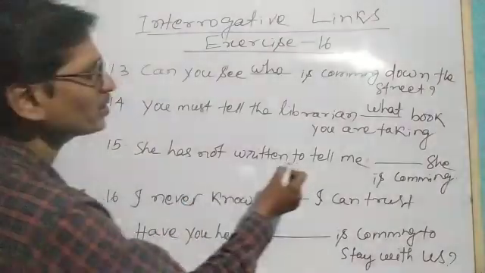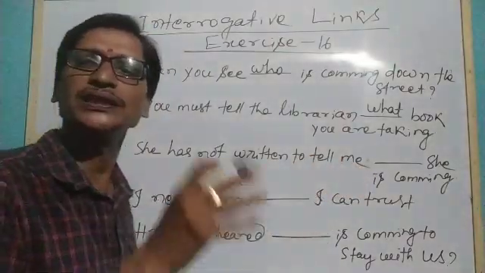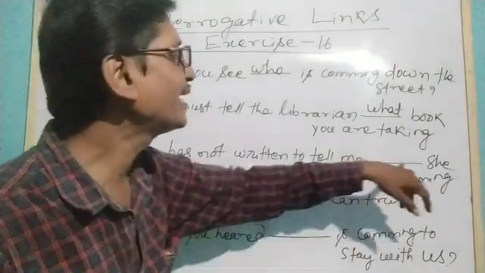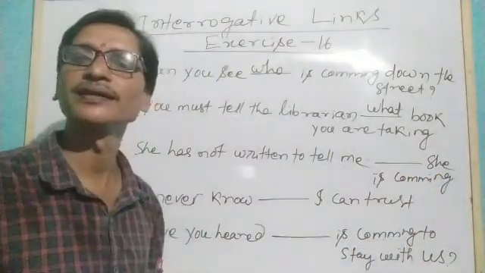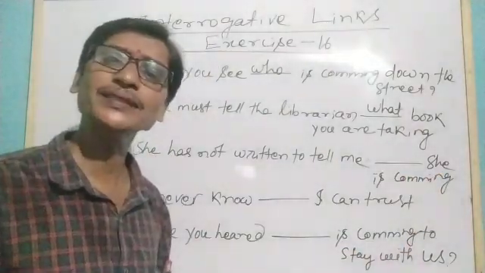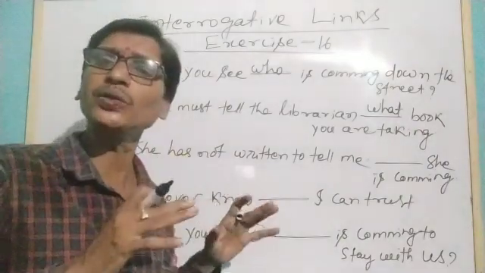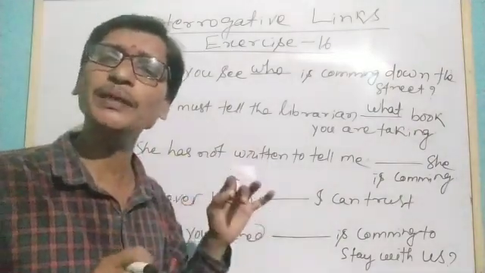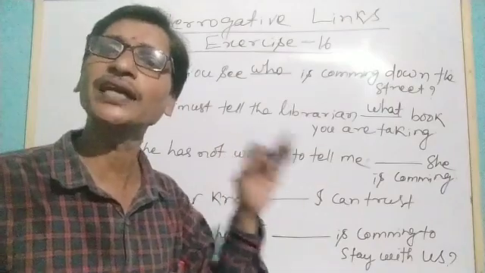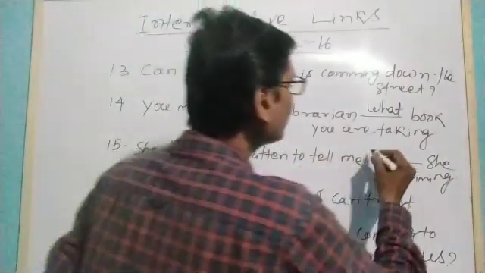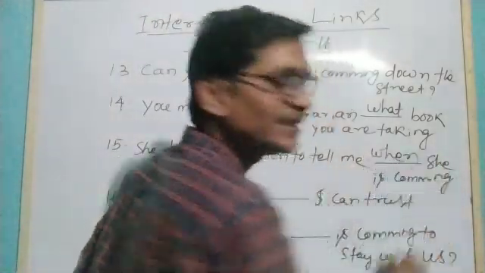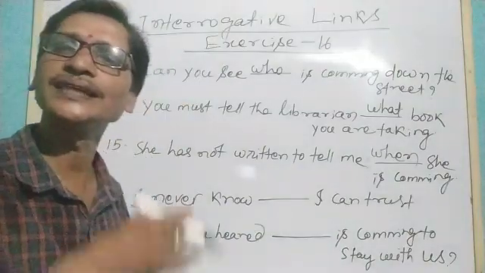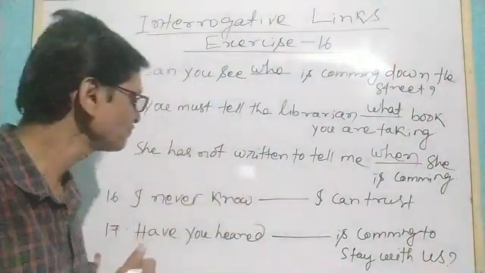Similarly, she has not written to tell me. Dash she is coming. Dash she is coming means it is talking about the time. Therefore, we can use when she is coming as an interrogative link.